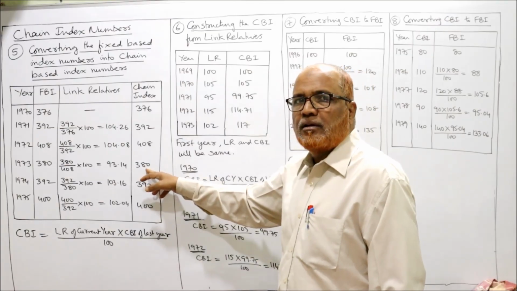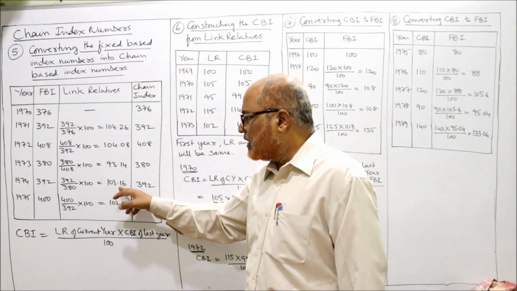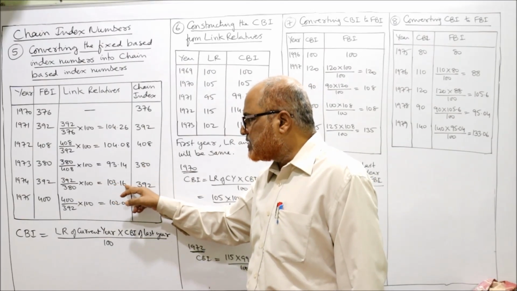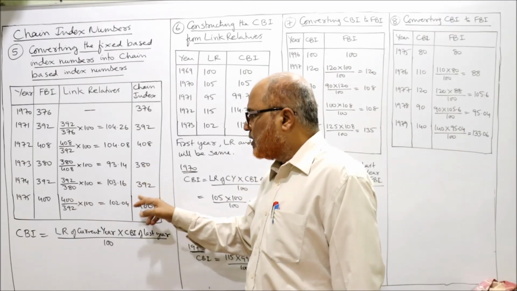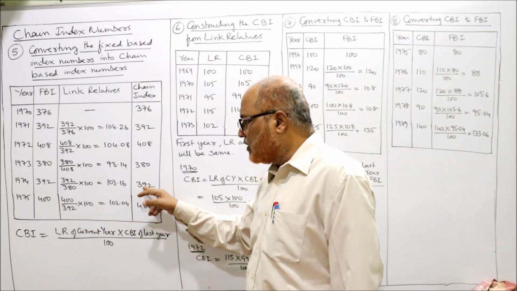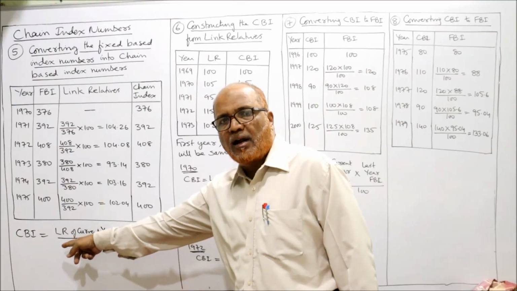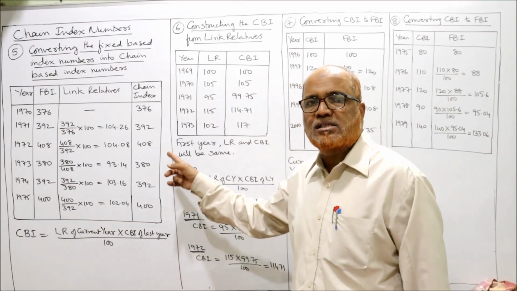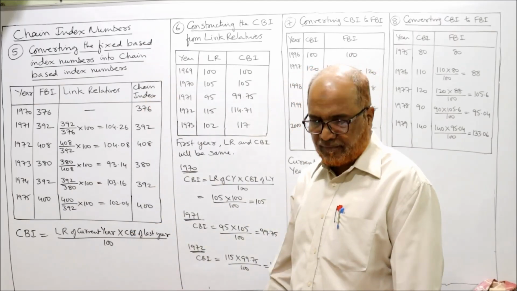Understood? So similarly, 1974. What is the LR? 103.16. What is the CBI of last year? 380. 103.16 into 380 divided by 100, you will get 392. Similarly, 102.04 into 392 divided by 100, you will get 400. Remember this formula: current year CBI is equal to current year LR into last year CBI divided by 100. That's it. This is problem number 5.